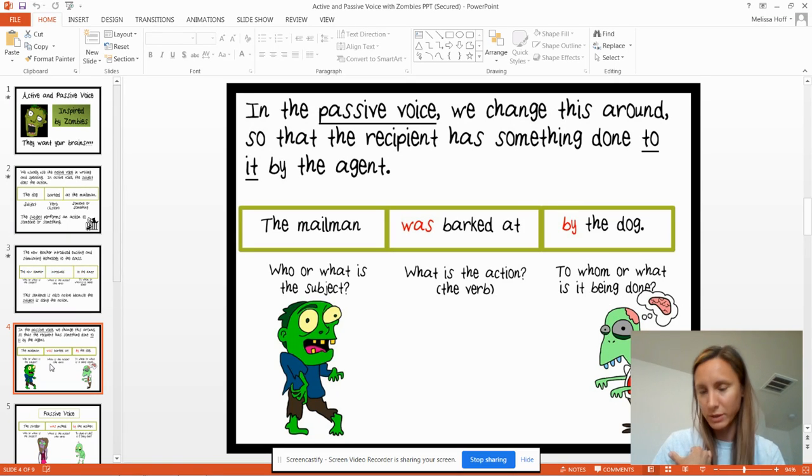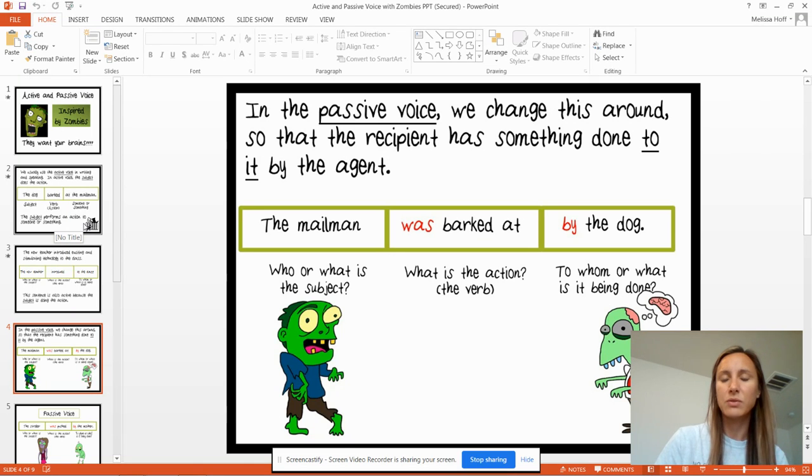Okay, so the mailman was barked at by the dog. Okay, the mailman is receiving the action of being barked at instead of the dog is barking at the mailman. Okay, so it's a little bit wordier. Sometimes passive voice is a little bit more poetic, so maybe a little bit better if you're writing a story. But active voice is a lot more straightforward and to the point and concise. So that's why when we're writing persuasive essays or paragraphs, or working like on a commercial perhaps, we're gonna try to use the active voice more often.